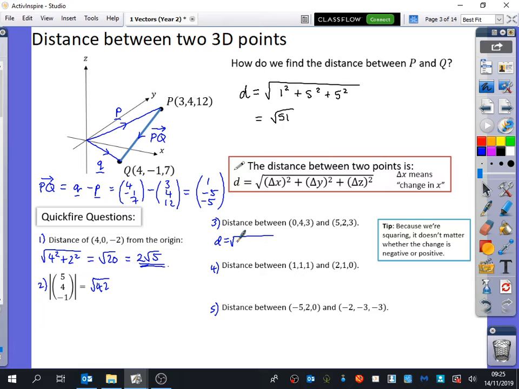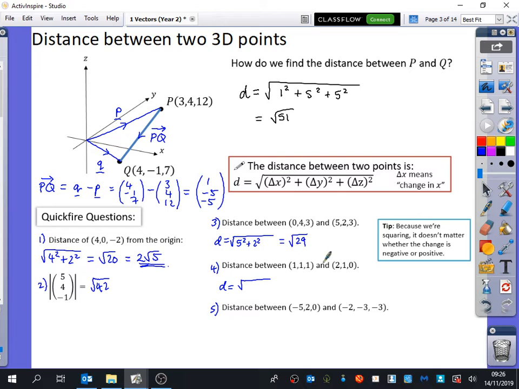Oh, okay, so what should be inside? We've got 0 and 5. Yep. Good. And so the answer is root 29. Good. This one that I've got here, Tanvir.